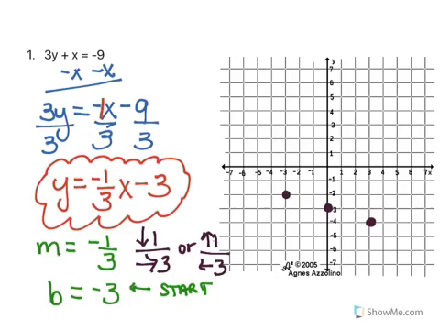So once we plot our few points, we can then use our ruler to make a nice straight line through the points. Don't forget to put arrows at the end, because the line does go on forever. And then in your last step, you are going to label this line with the equation in standard form, y equals negative 1/3 x minus 3.